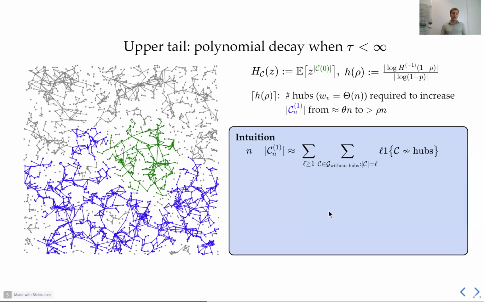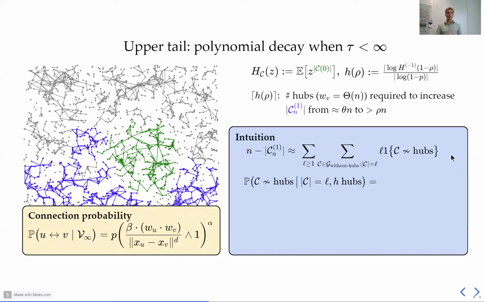Then this complement of the giant is roughly all vertices that are in a component that does not connect to the hubs. So we sum over the component sizes, which is L here. Then we sum over all components in the graph without the hubs that have size at least L. Now, each component of size L contains L vertices. And then here we have an indicator that our component does not connect to the hubs. So let's see if we can massage this formula a bit.